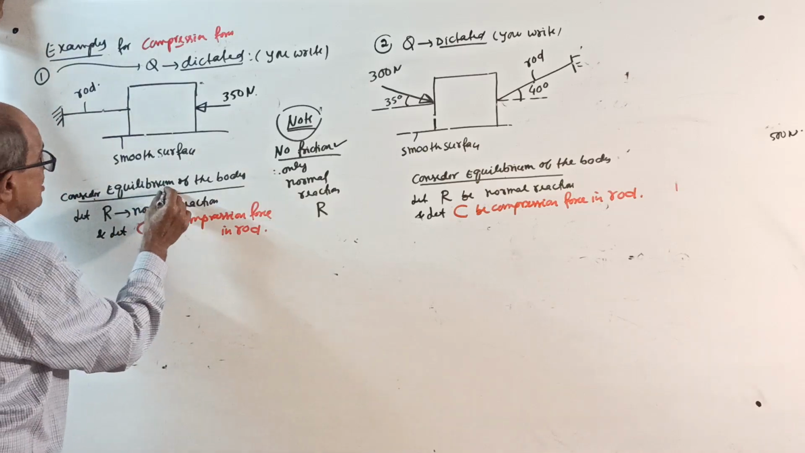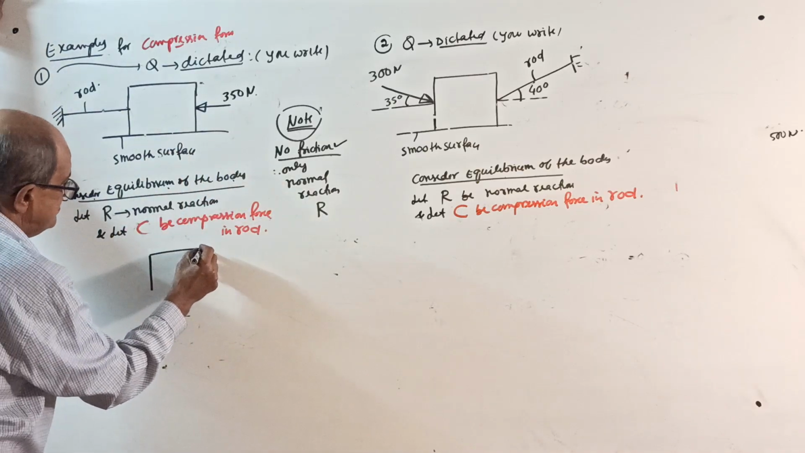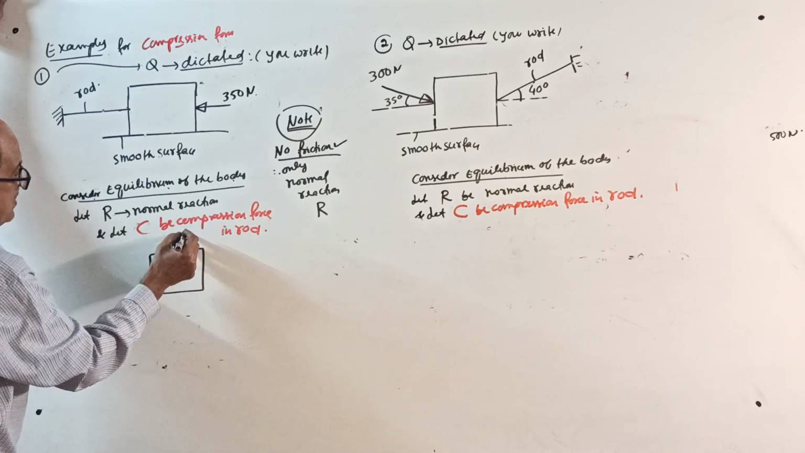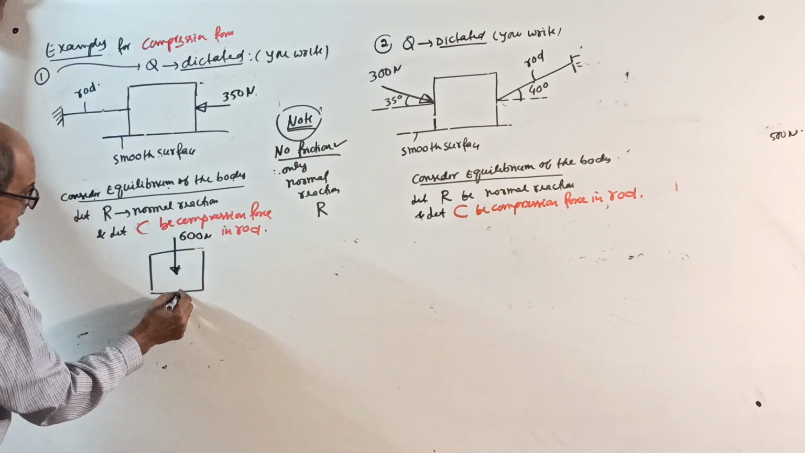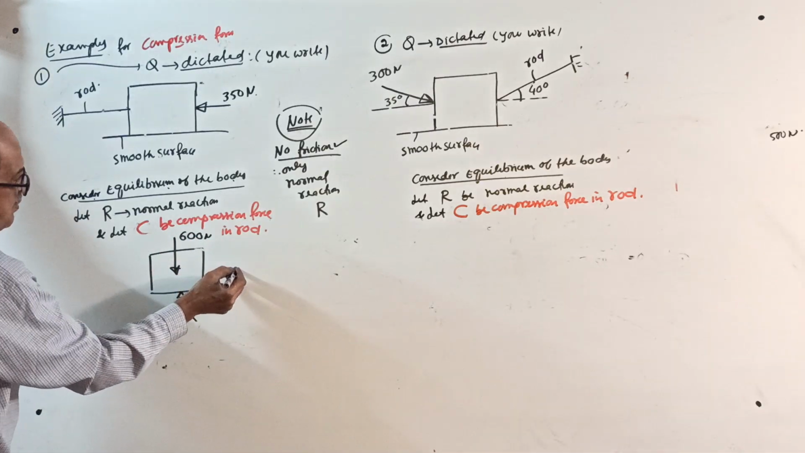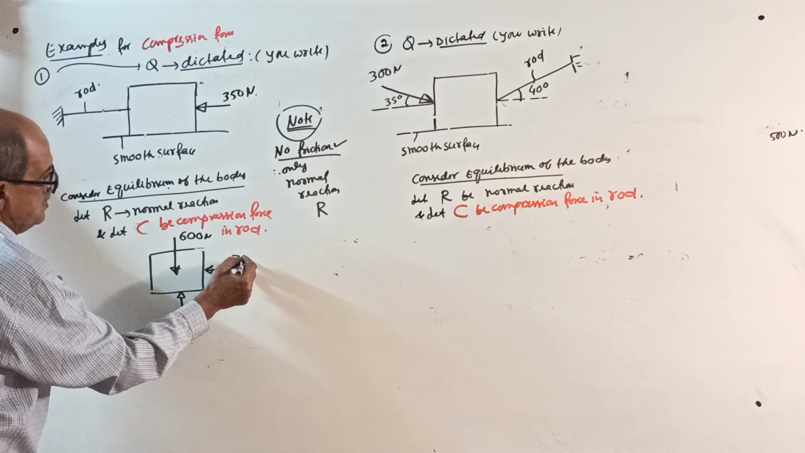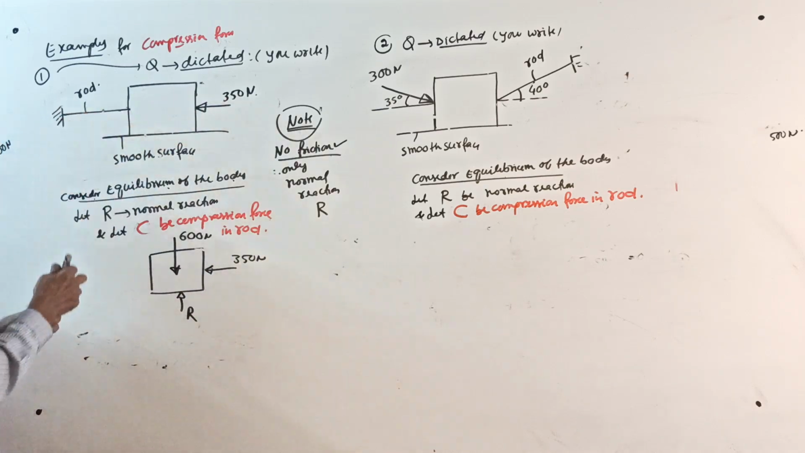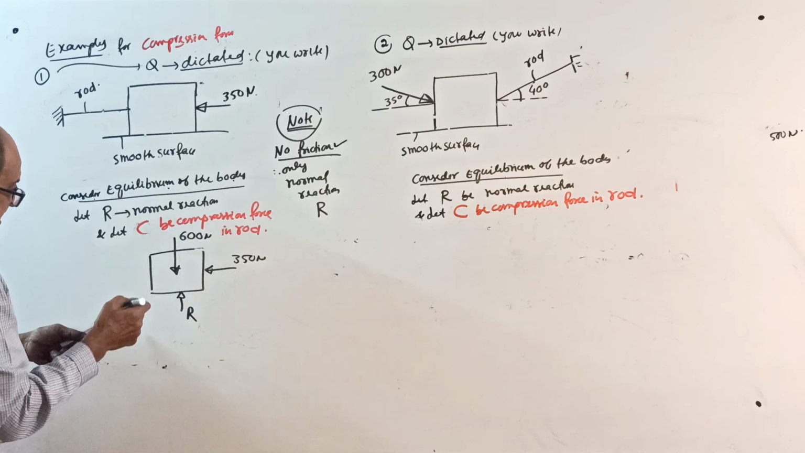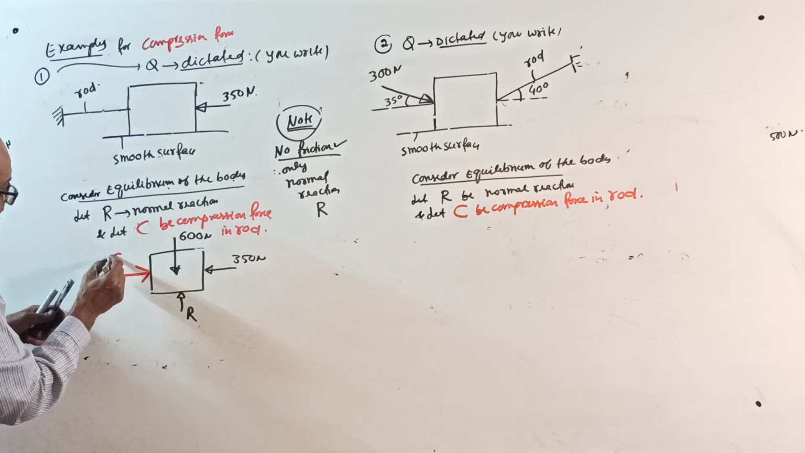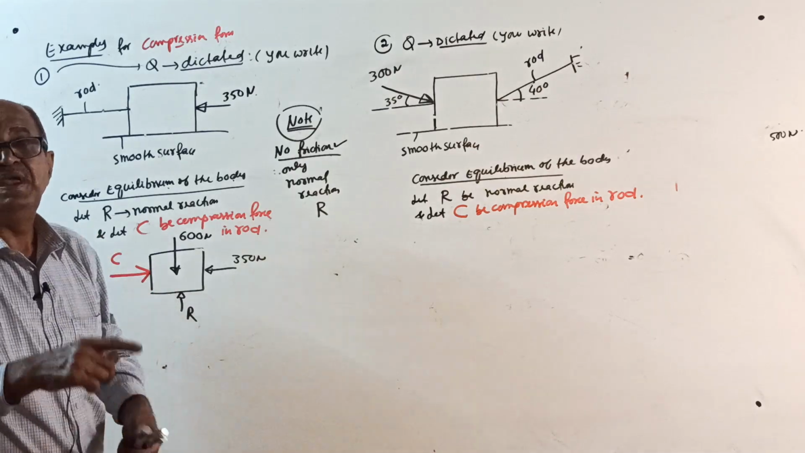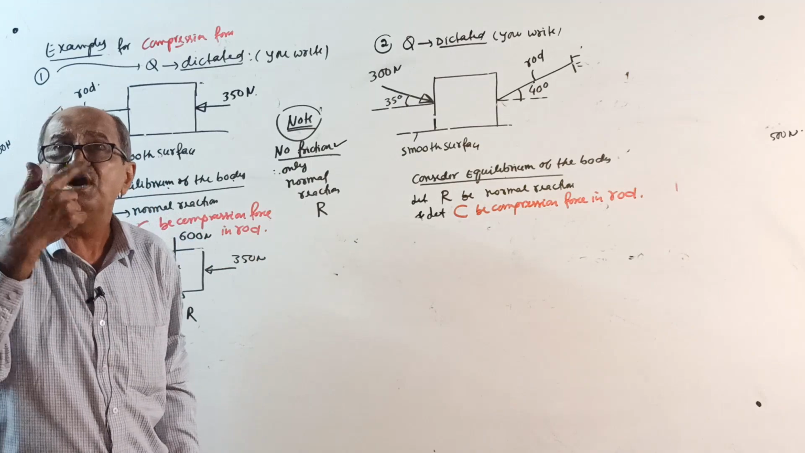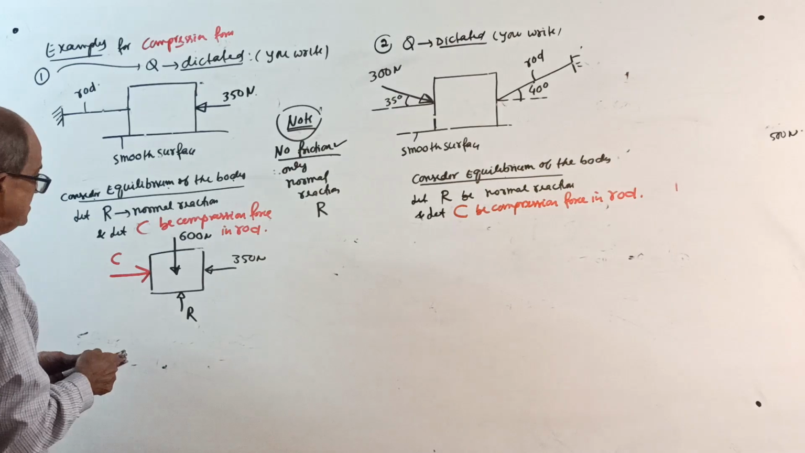Consider equilibrium of the body. A weight of 600 Newton is given in the question. There is a normal reaction here and a force of 350 Newton. The 350 Newton will move towards the rod, so the rod will be in compression. I told you tension means going away, outward. Compression is inward, or acting towards the body. Okay, now start.